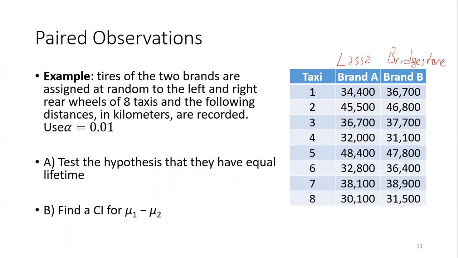So each taxi has two brands randomly assigned to the rear wheels, left or right. We don't know which one is left and which one is right. I just want to test whether mu A is equal to mu B or not. So, whether the average lifetime of brand A is equal to the average lifetime of brand B.